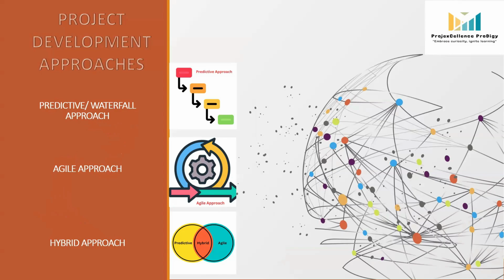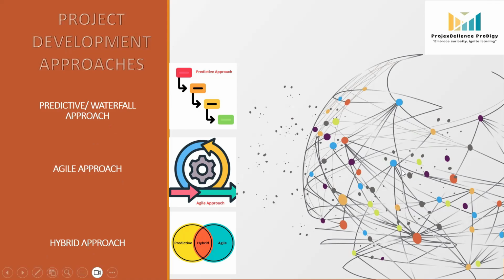Different industries use different approaches to run their projects with the aim of delivering value to the customer and meeting the business objectives. Three approaches are very common: predictive or waterfall approach, agile approach, and hybrid approach.